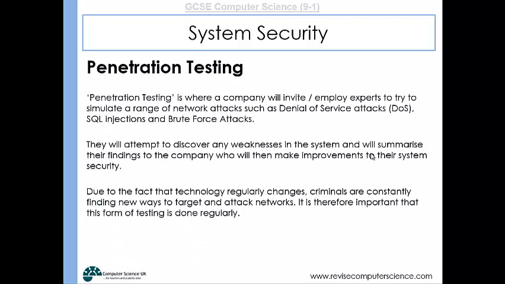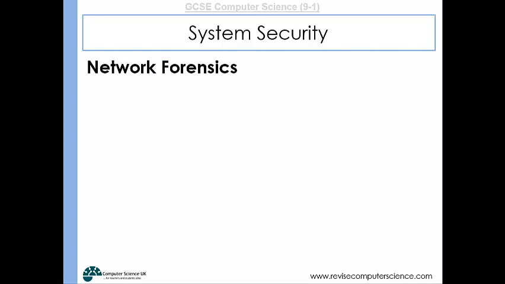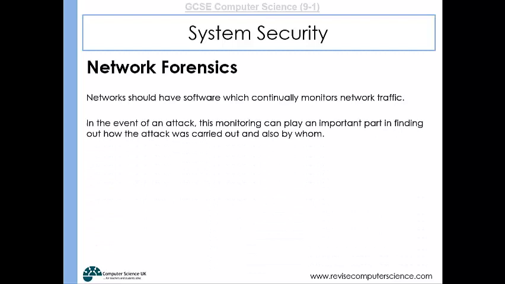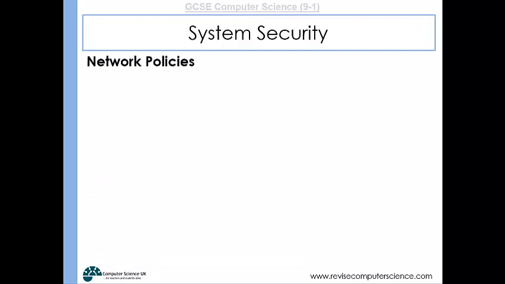And due to the fact that things change very, very quickly when it comes to technology, it's important that this form of testing is done very regularly and people are up to date with the latest attacks that criminals are using. Okay, so another important security measure is network forensics. Now, these themselves don't actually prevent an attack. Network forensics software will just monitor network traffic, but in the event of an attack, this monitoring can play an important role in finding out how the attack was carried out, and therefore can make improvements to the system.